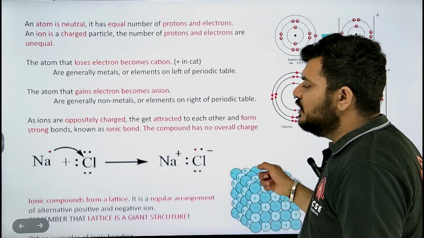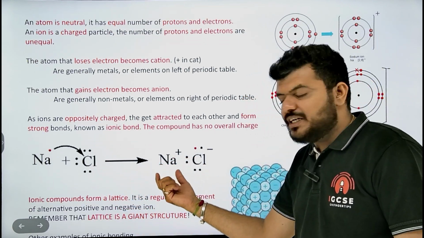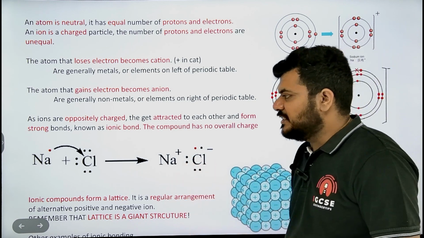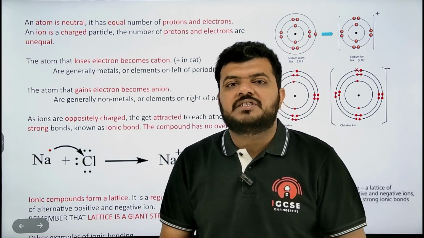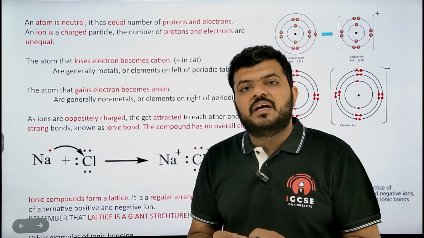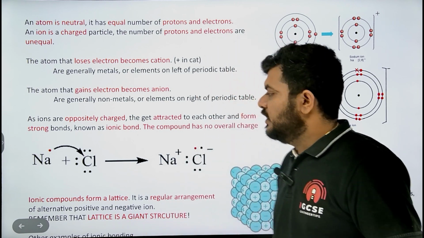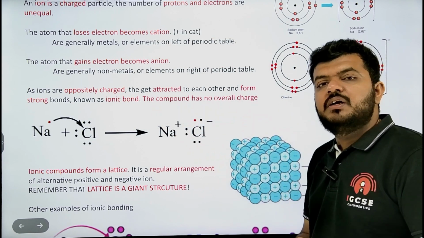So sodium gives one electron to chlorine, and then sodium forms a positively charged ion, and chlorine forms a negatively charged ion. These ions are oppositely charged, and oppositely charged ions attract each other. This electrostatic force is a very strong force. But the compound has no overall charge.